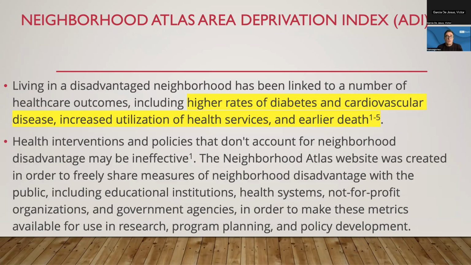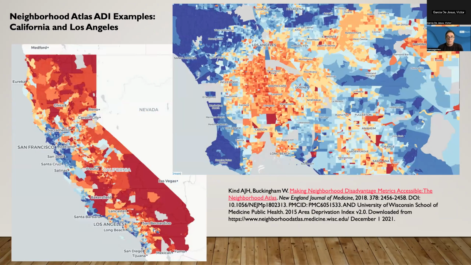An example is this Neighborhood Atlas Area Deprivation Index, where living in a disadvantaged neighborhood has been linked to a number of healthcare outcomes, including higher rates of diabetes, as I mentioned earlier, cardiovascular disease, obesity, increased utilization of emergency health services, and earlier deaths, right? So every neighborhood has a specific ADI, this Area Deprivation Index. And this is just an example for California on the areas where there is no healthcare services, where there are those deserts, right? There's deserts, not just food deserts, but also deserts on care.